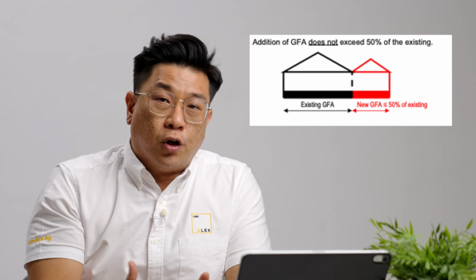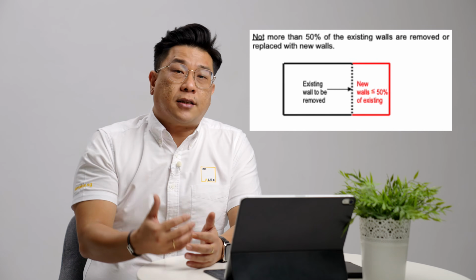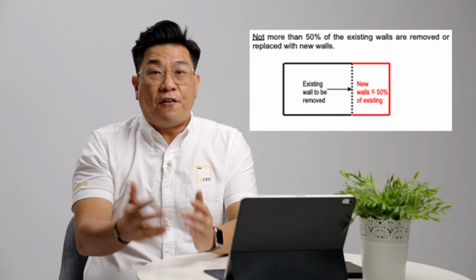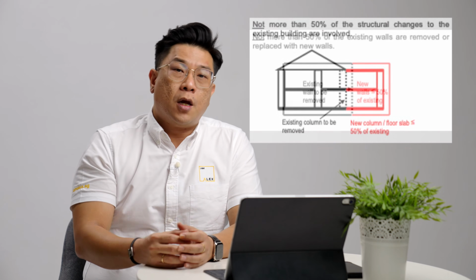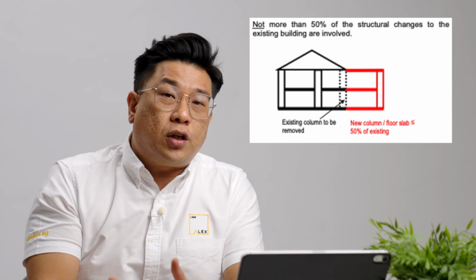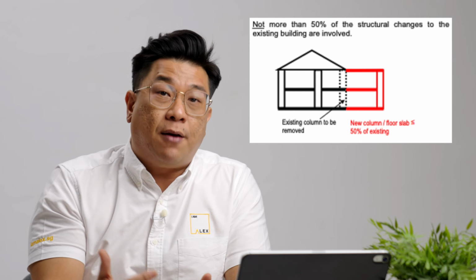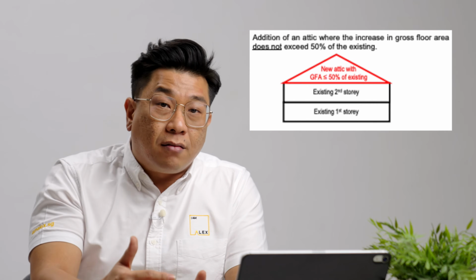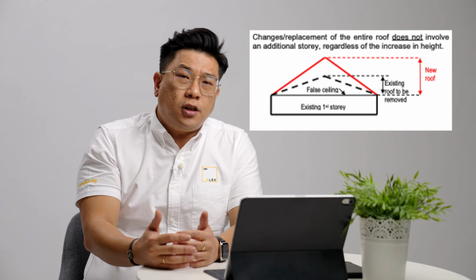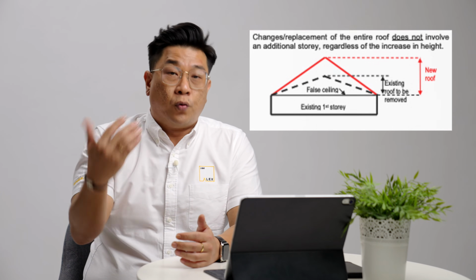Proposed additional gross floor area does not exceed 50% of the approved GFA. External walls that are removed or replaced with new walls do not exceed 50% of the approved external wall. Structural changes of the existing landed houses, constructing new columns or beams, do not exceed 50% of the existing building. So when you add an attic, the increase of GFA cannot be more than 50%. Changes or replacement of the entire roofing does not involve an additional story.